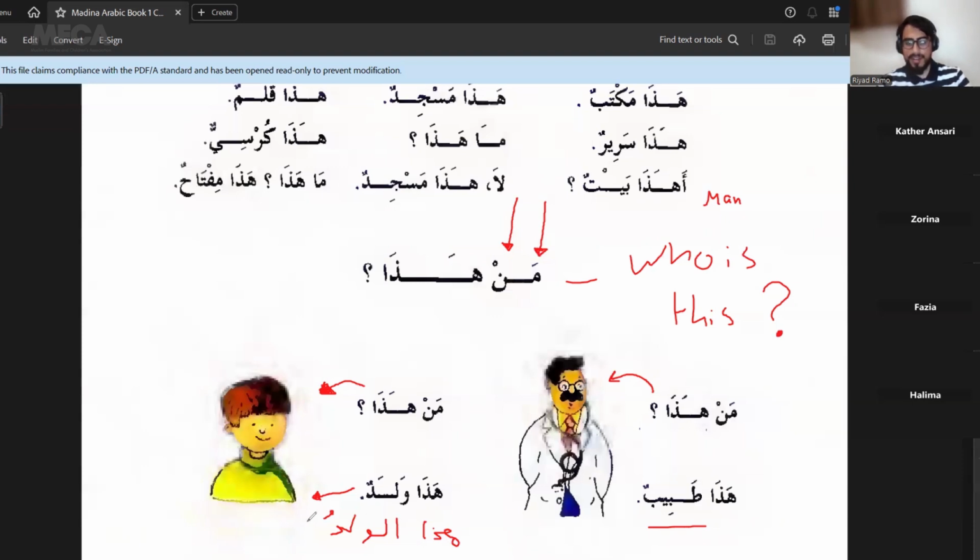No. Wait, it would be ولد. هذا ولد. Waladu. هذا, and we would connect here like this. We would put a sukoon here. We erase this. Is my connection good?